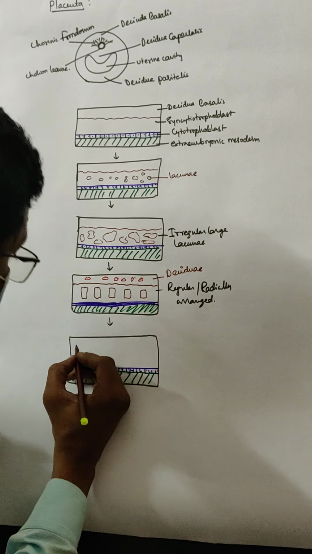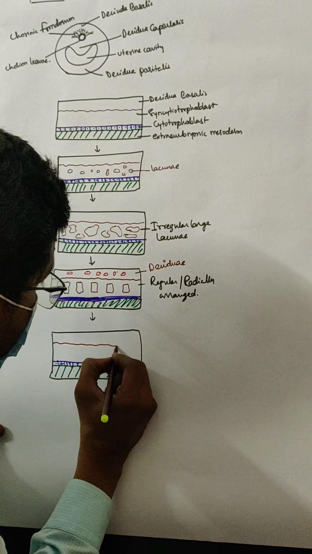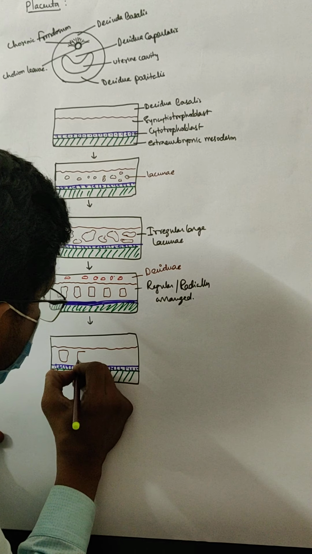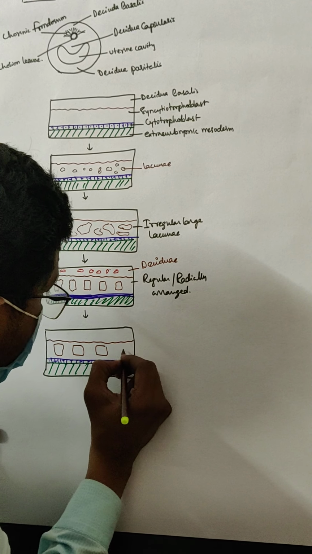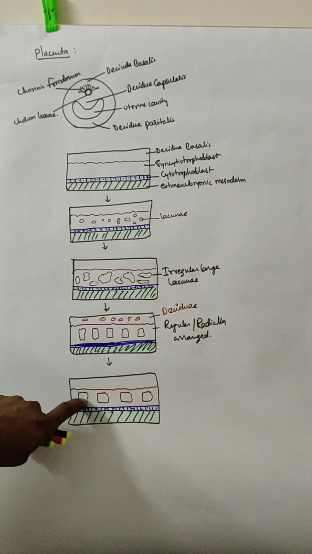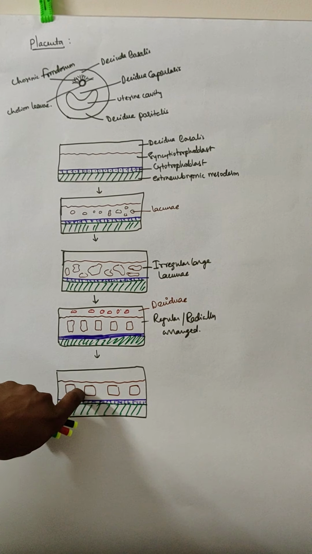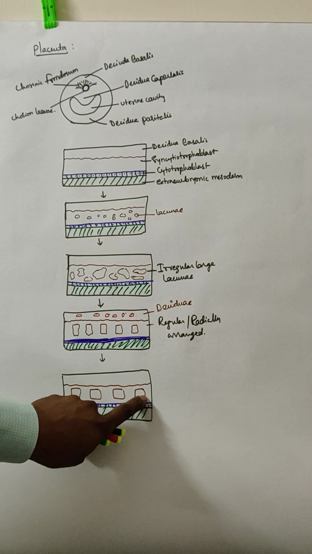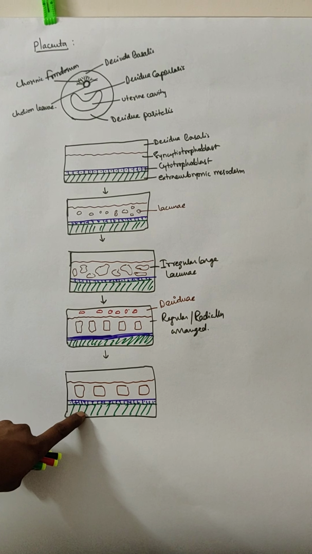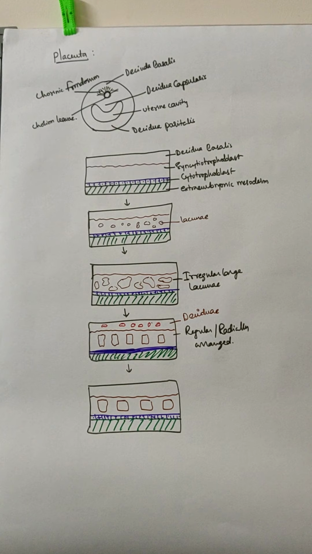And above that you will be seeing the syncytial trophoblast layer with regularly arranged larger lacunae, right? And now you can see that this brown colored part is the syncytial trophoblast, which has developed large lacunae which are radially arranged. Below that you can see the cytotrophoblast and the extraembryonic mesoderm, and this is nothing but the deciduum basalis.